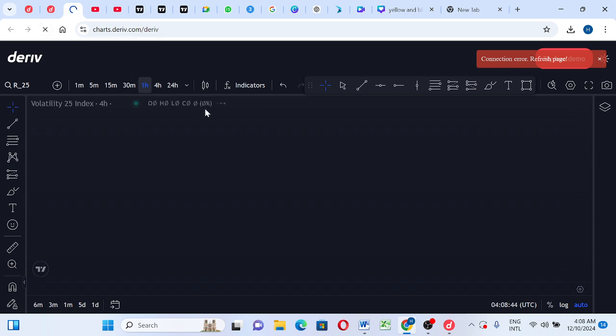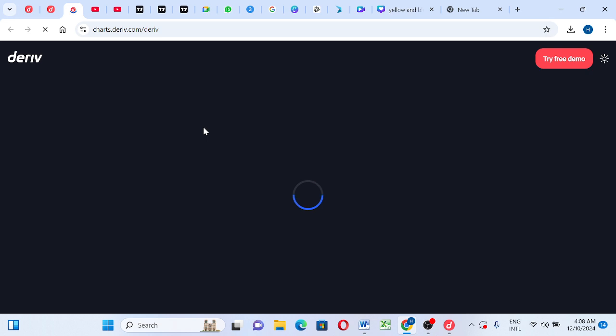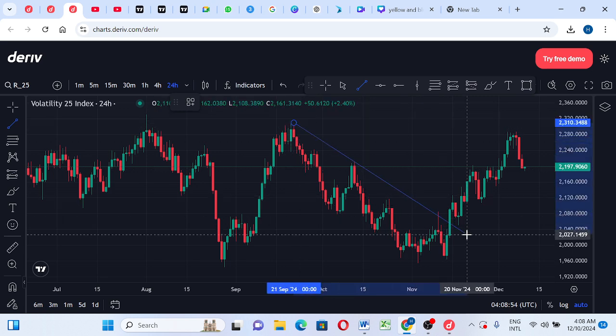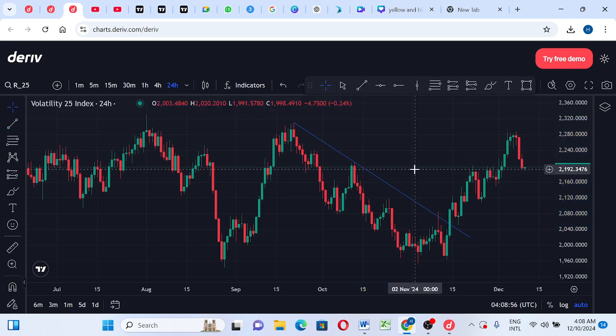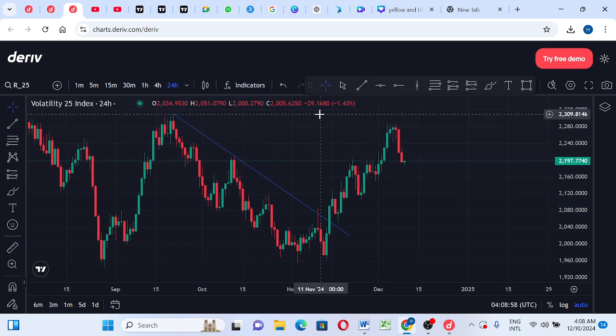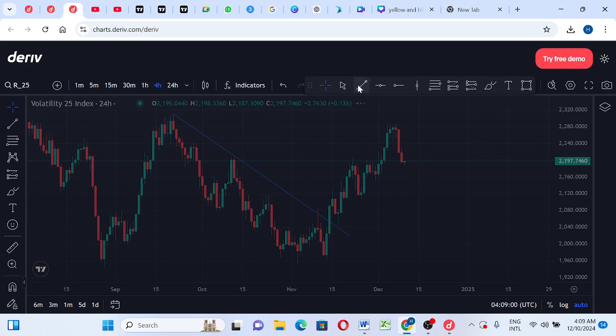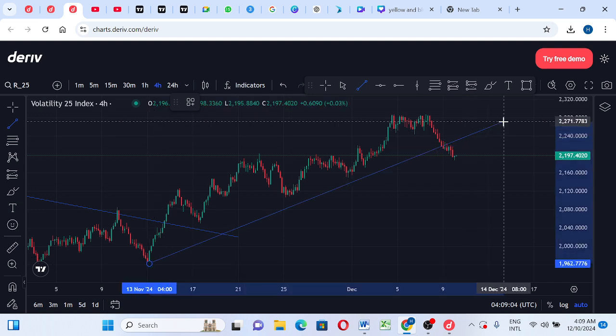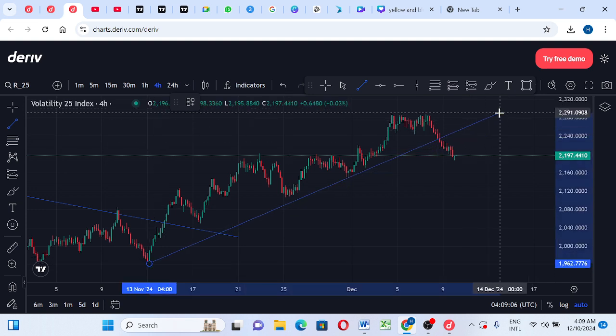Okay, so let's look it up again. Yeah, so we got a break of trend line to the upside, as I said initially. Then we'll go to the 4 hours time frame, and then we can see a break of trend to the upside.